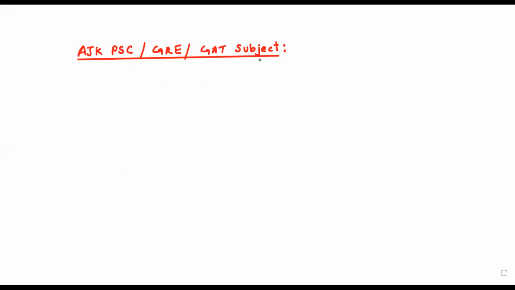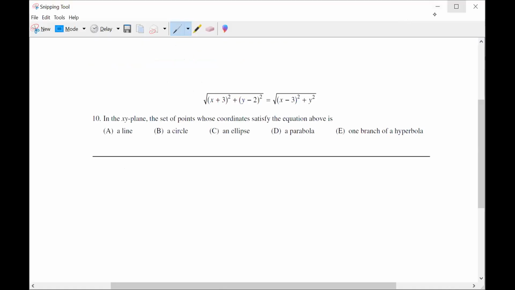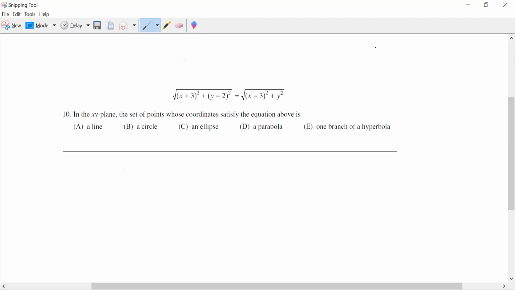Today we will solve this question. This question appears in the GAD subject, AJK PSC lecturer math exam in 2021. And one time it will appear in the GRE or GAD subject.